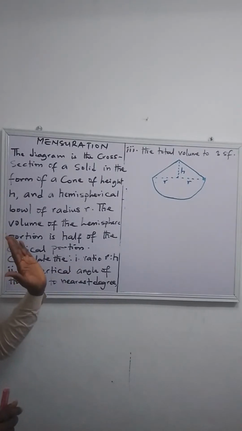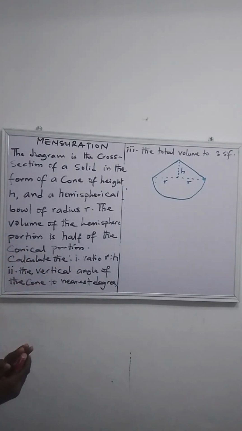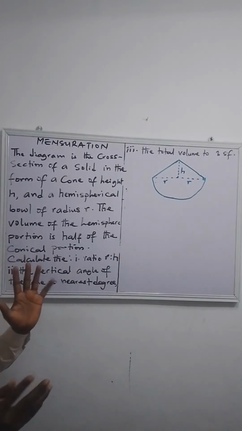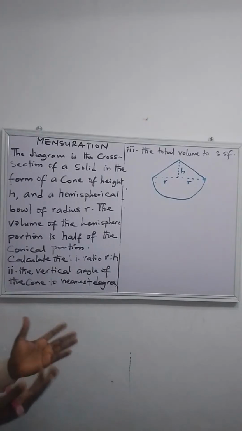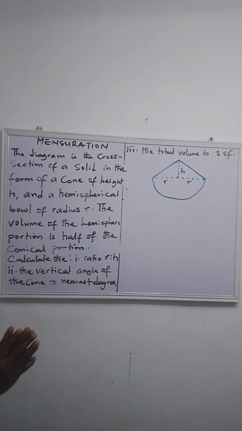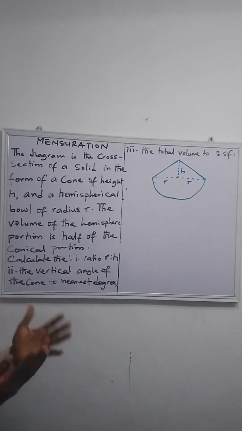Don't forget, this question is a composite solid. So we have two solids joined together, the cone and the what? The hemisphere. What's a hemisphere? A hemisphere is half of a sphere. Okay, half of a sphere.